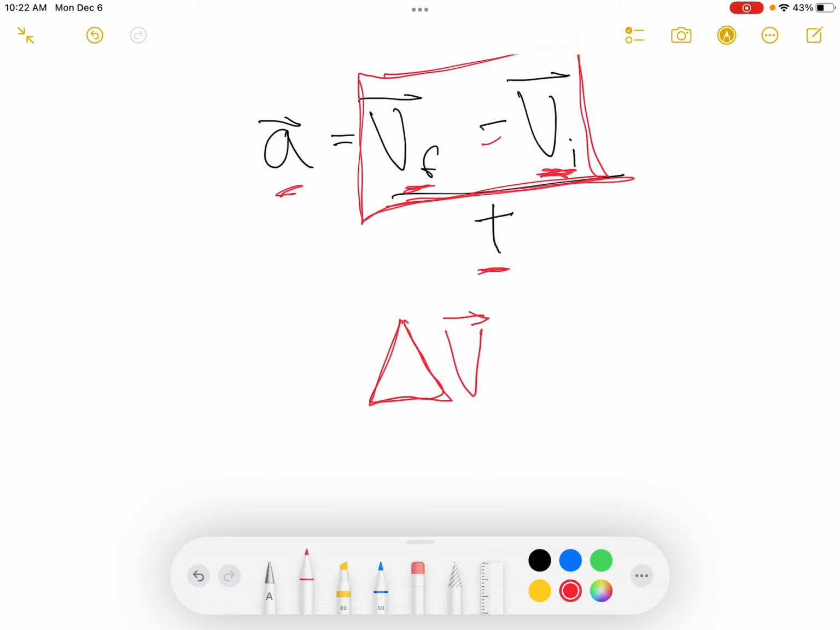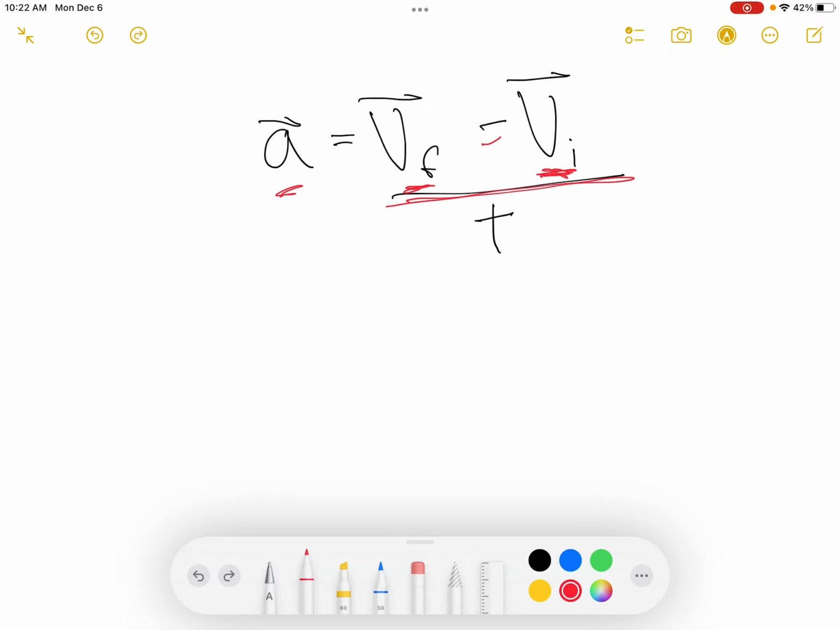So sometimes you'll see Vf minus Vi written simply as delta V. That triangle means change, and the V with a little arrow shows that it has a direction to it. But let's back up a little bit. Let's assume that we want to solve this for the initial velocity.